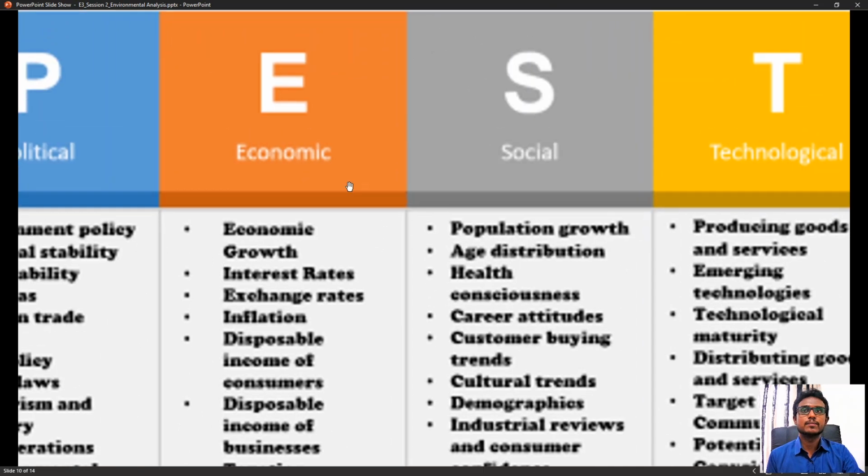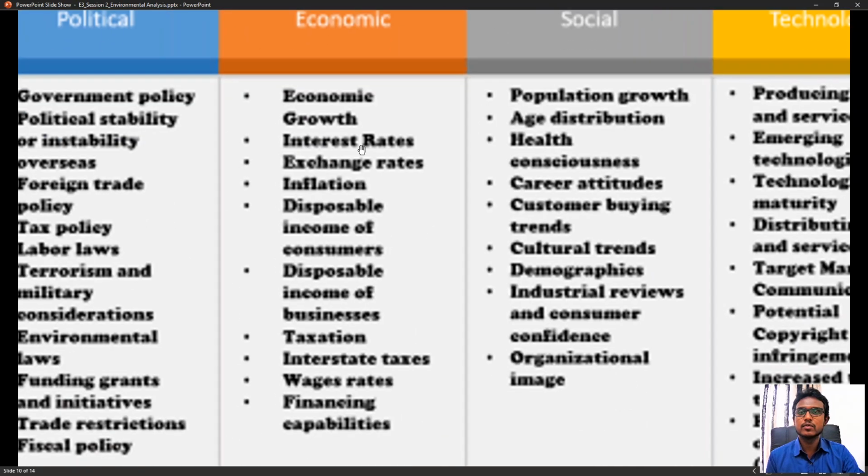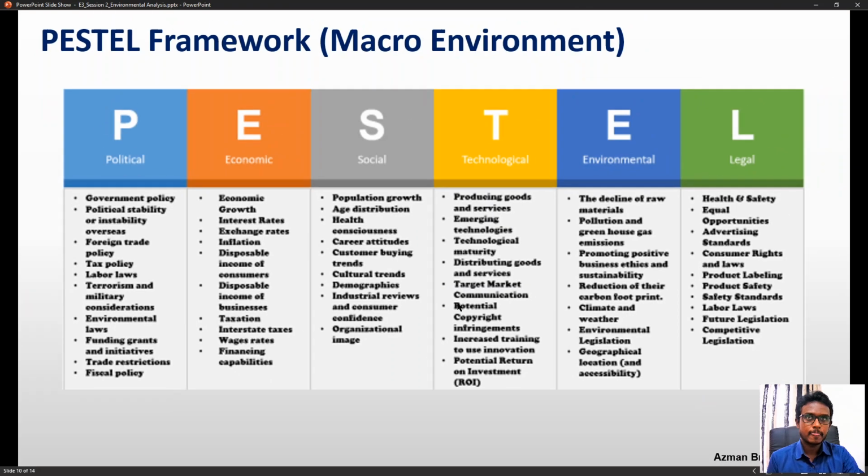As opposed to under economic, you're looking at economic growth, interest rates, exchange rates, inflation, the disposable income levels of consumers, disposable income of the businesses, taxation, interstate taxes, any tax treaties, wage rates, financing capabilities, etc. Alright, so that is the PESTEL framework that you can use.